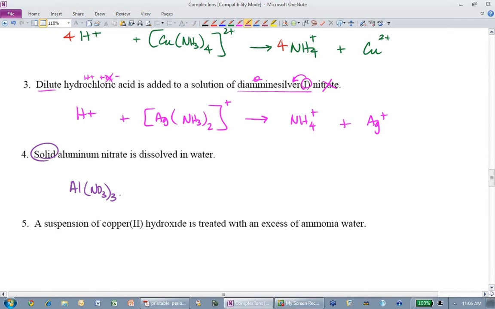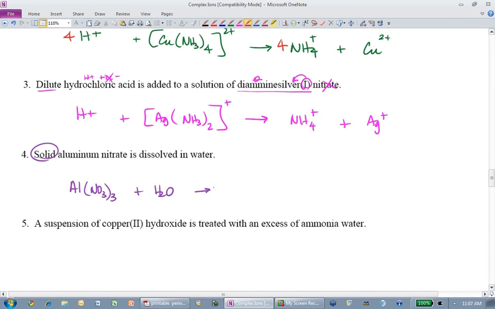You better know nitrate's a -1. You better know aluminum's +3, so thus you need 3 nitrates. It's dissolved in water. Now, at this point, I would be scratching my head, going, I don't see excess. I don't see concentrated. I see a solid that's super soluble, so why don't I just dissolve it? Because that's not the way these equations work.